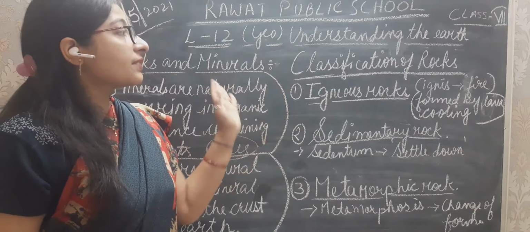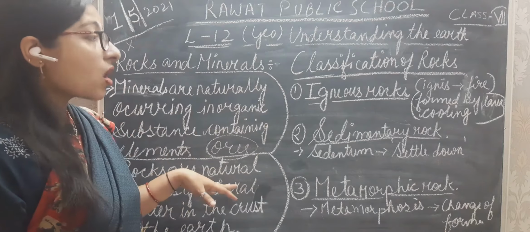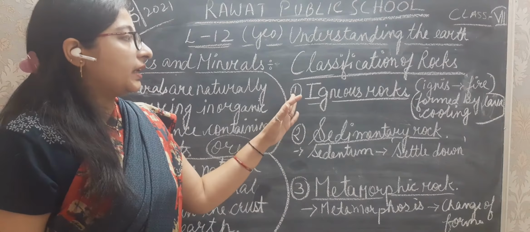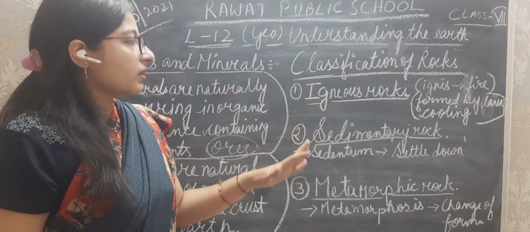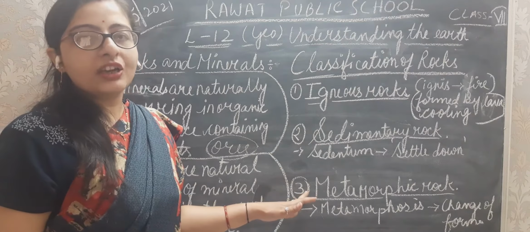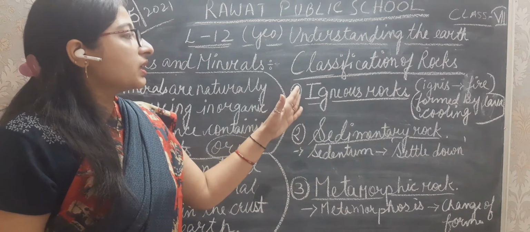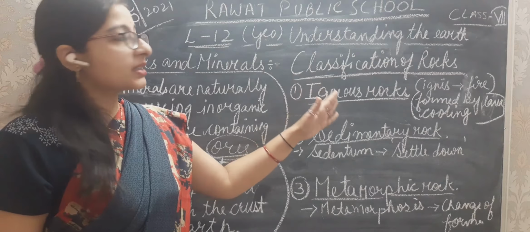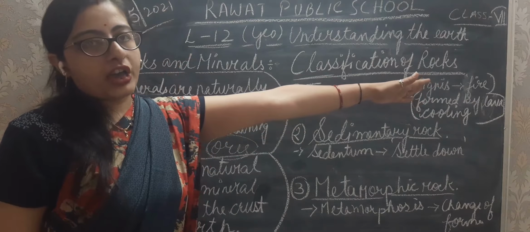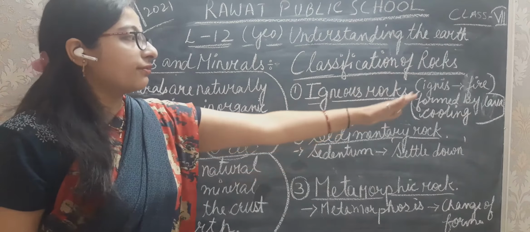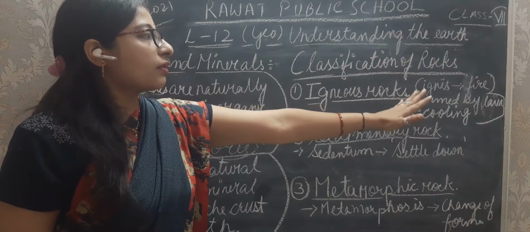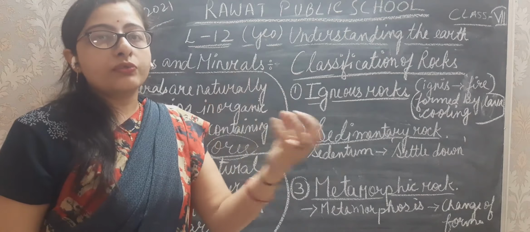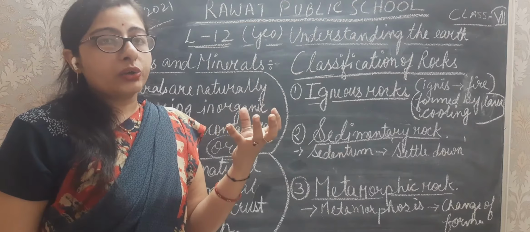Next topic is classification of rocks. Rocks are classified into three different types. First is the igneous rock, second is the sedimentary rock, and the third one is the metamorphic rock. Igneous comes from a Latin word ignis, which means fire. Igneous rocks are formed by the cooling and solidification of the lava which comes out when a volcano erupts.